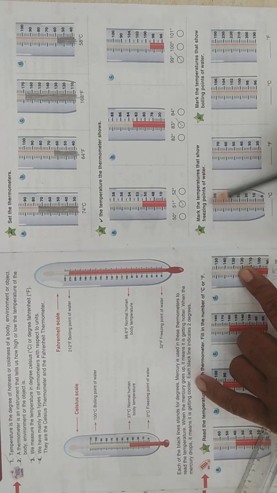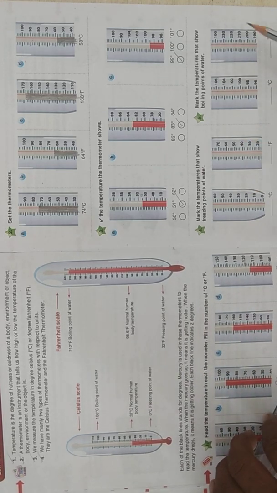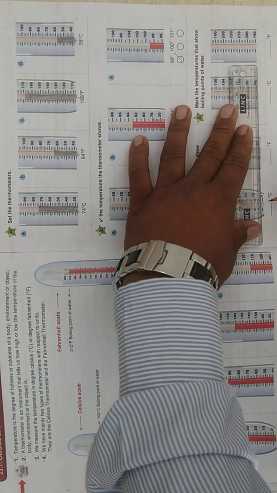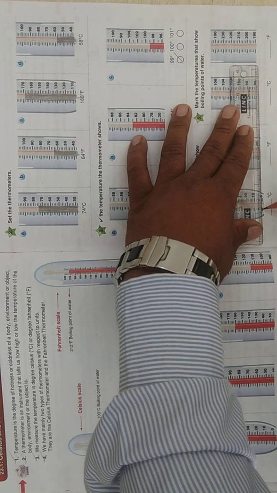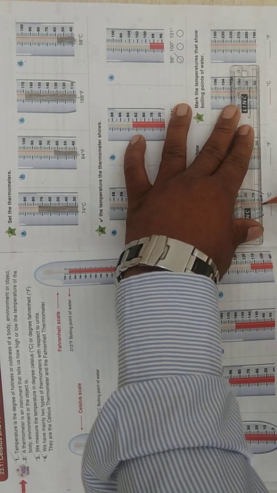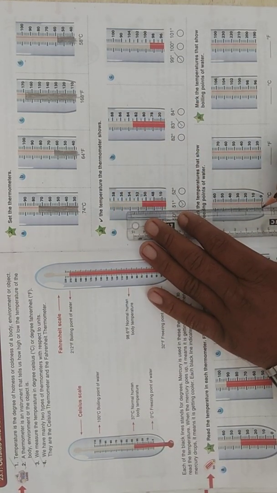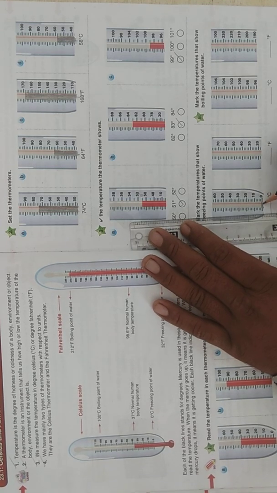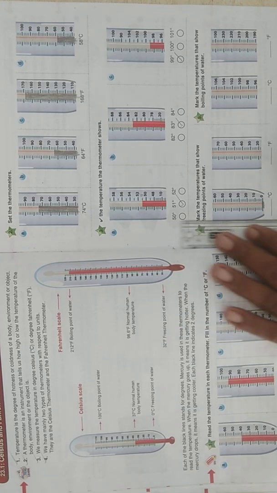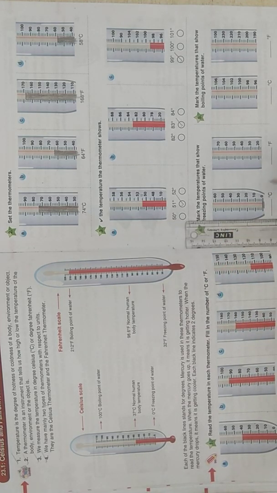Here the fourth question: mark the temperature that shows the freezing point of water. In degrees Celsius, what is the freezing point of water? Only 0 degrees. Then draw a line up to 0 degrees Celsius. Here only you can mark. It is showing only 0 degrees. Freezing point of water, 0, you write.